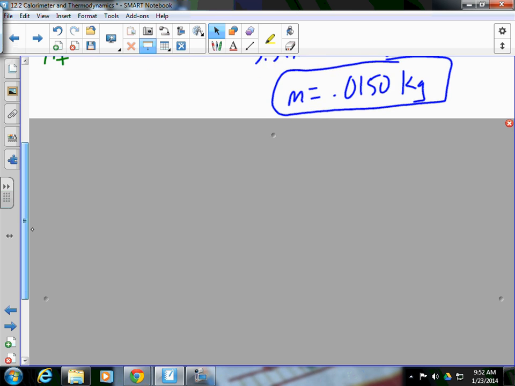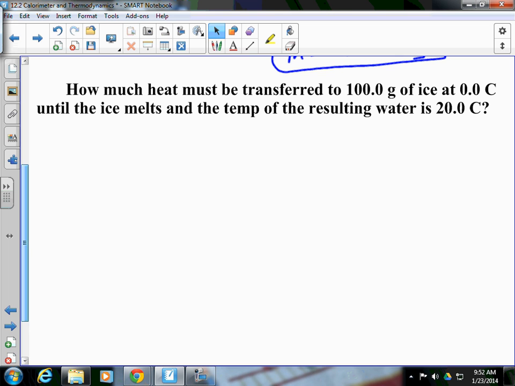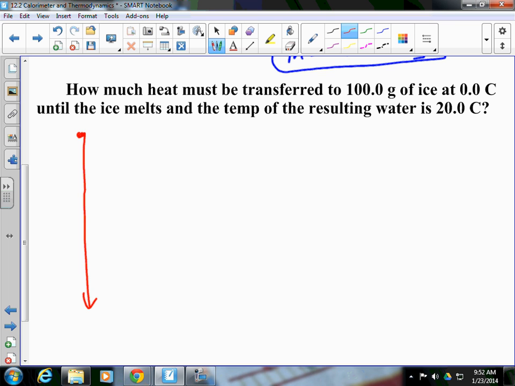Our second example is now we're taking a phase change plus we are adding heat to the equation. How much heat must be transferred to 100 grams of ice at 0 degrees Celsius until the ice melts and the temperature of the resulting water is 20 degrees Celsius? What I'm going to do here is draw kind of a downward arrow. All right. We're starting at 0 degrees and we're going to 20. However, at 0 degrees, since we are dealing with water, we are going to have a phase change. So we need to figure out the heat required in the phase change. Well, that is going to be Q equals M times HF.